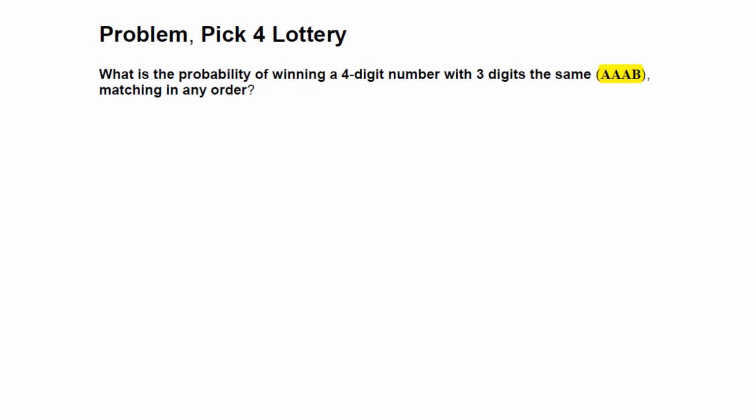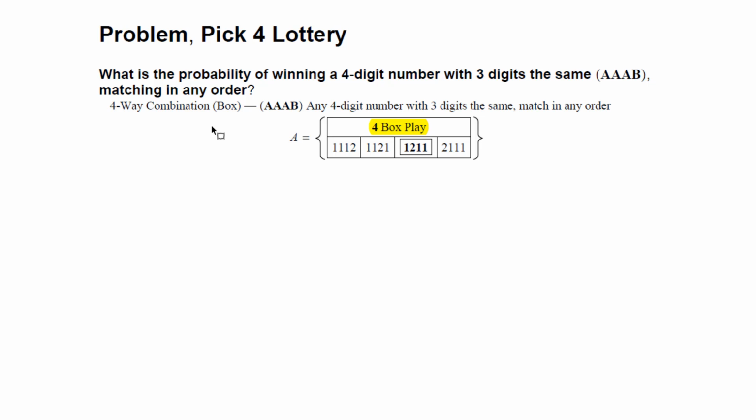Another question: what is the probability of winning a 4-digit number with 3 digits the same, such as AAB, matching in any order? So in such case, they call it a 4-way box, and the reason why, because if we have a ticket such as 1112, we can arrange it in order in 4 different ways.